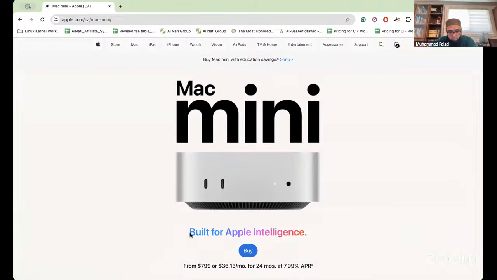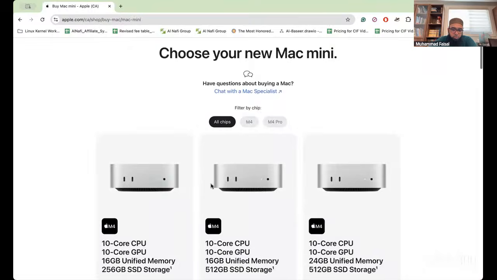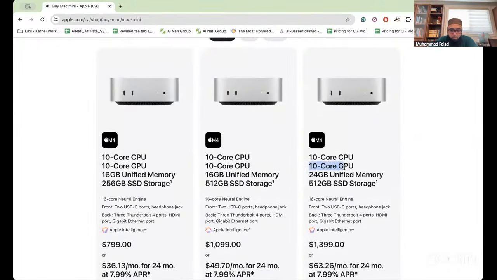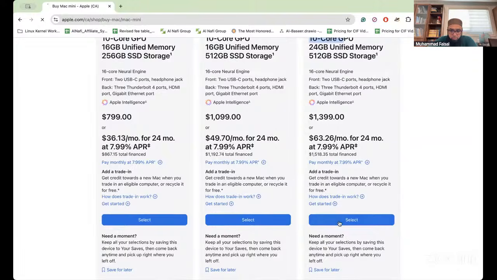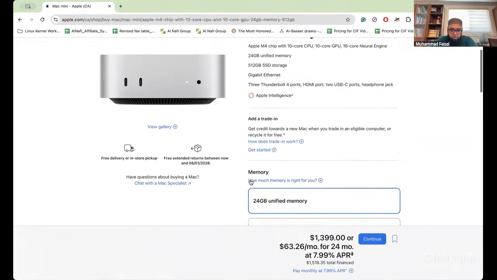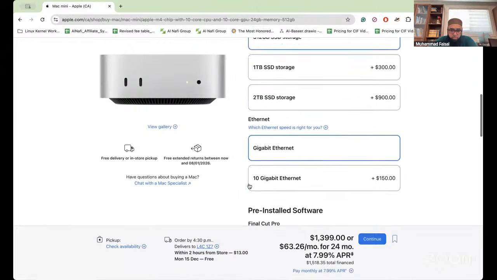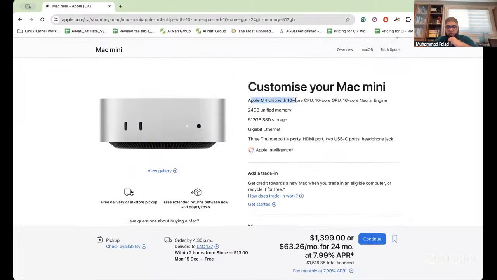When you go here, it says Built for Apple Intelligence. What is that? If I select this one, it says M4 chip with 10-core CPU, 10-core GPU, and 16-core neural engine. What happens in this neural engine? This is the on-chip learning. This is what happens. So there is a hardware dependency, where all the on-chip function happens, right? Okay.